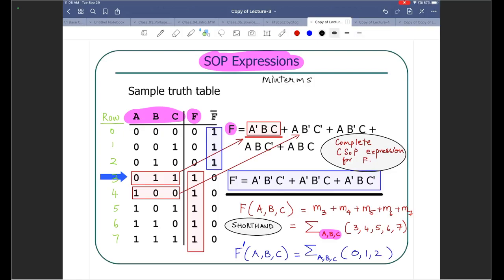Could you write sum from 0 to 2 for m of i? No. Don't. That's not a standard notation for logic expressions. So you use this.